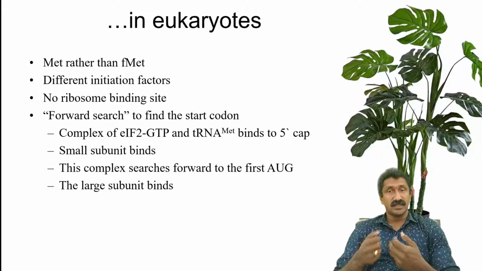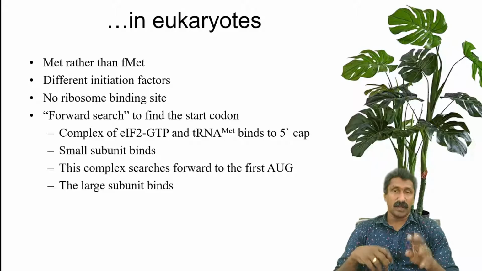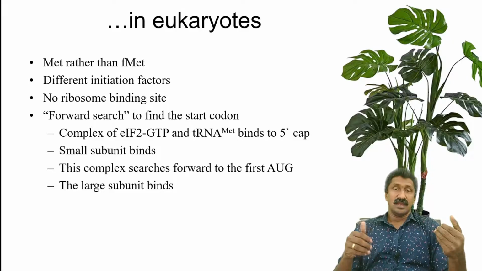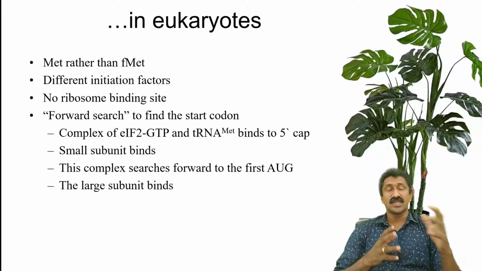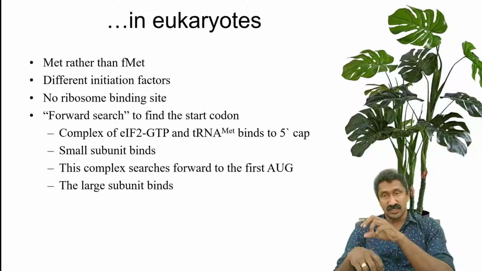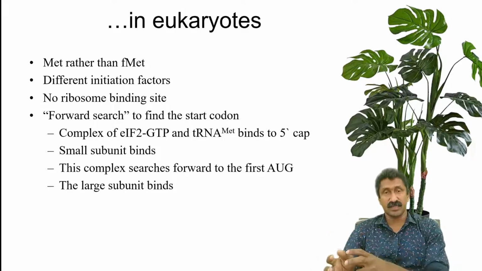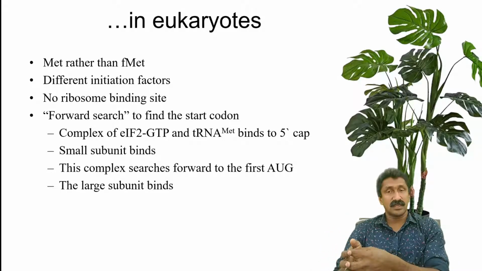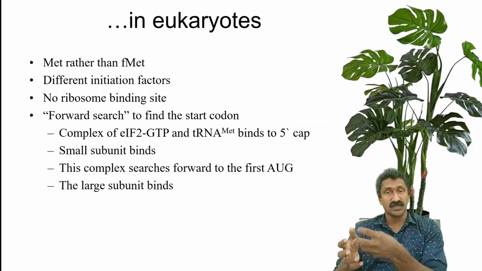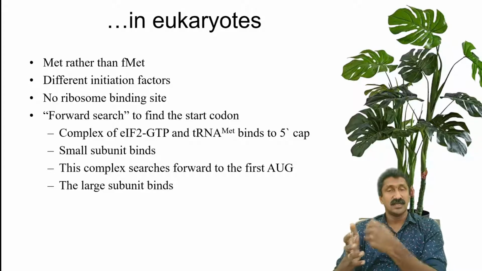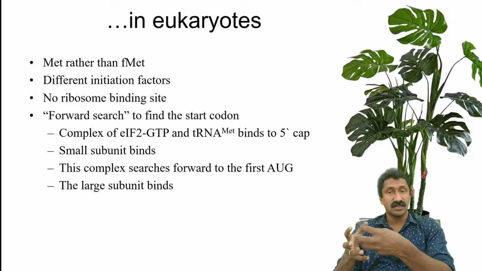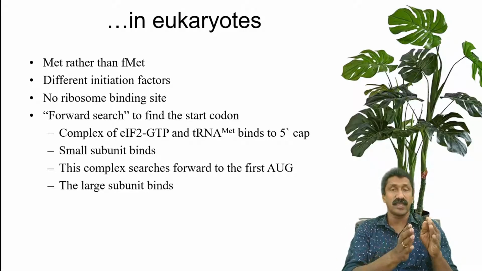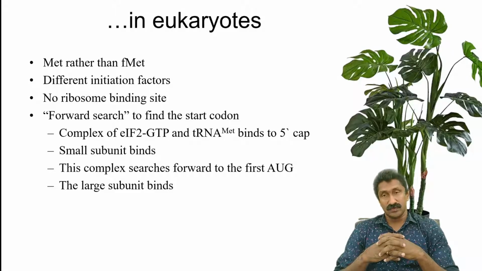So after this binding, the smaller subunit, along with this complex of elongation factor 2, GTP and tRNA, will move along the mRNA downstream to find the first AUG codon. Starting from the 5' cap, the complex of these factors, the tRNA and the small ribosomal subunit will move through the mRNA to locate the initial AUG codon.